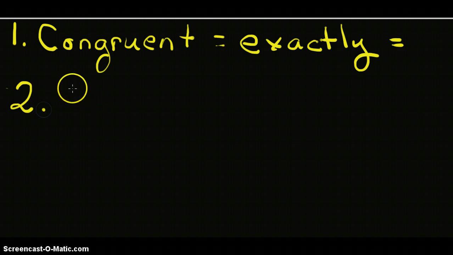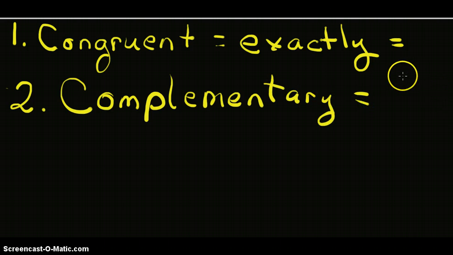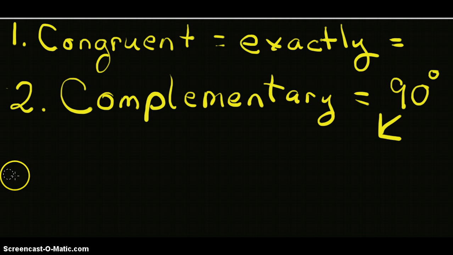The next definition that we're going to look at is the word complementary. Complementary angles are angles that add up to 90 degrees. Now that should look familiar to you because we've talked about right angles before, right? And a right angle is very familiar. It looks like that. But now we're talking about complementary angles. So we're talking about two angles that add up to 90 degrees, not just one. So complementary angles add up to 90 degrees.